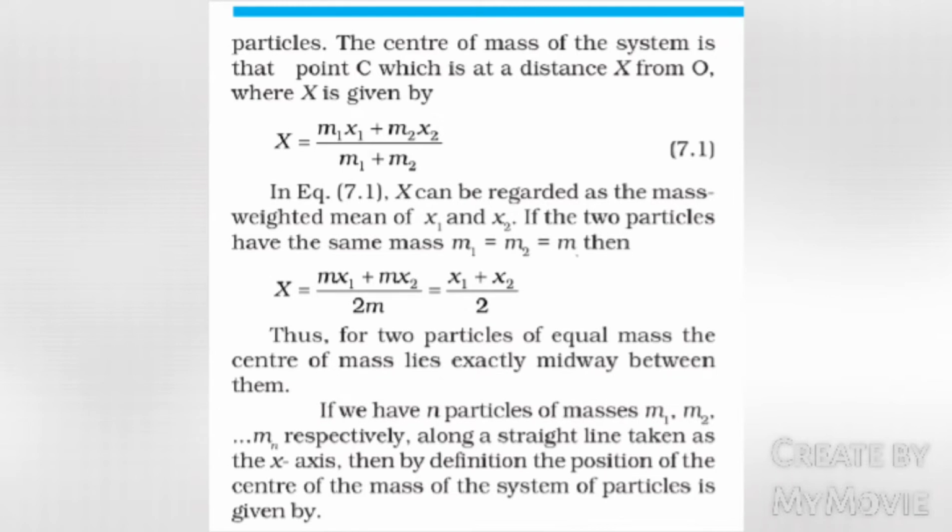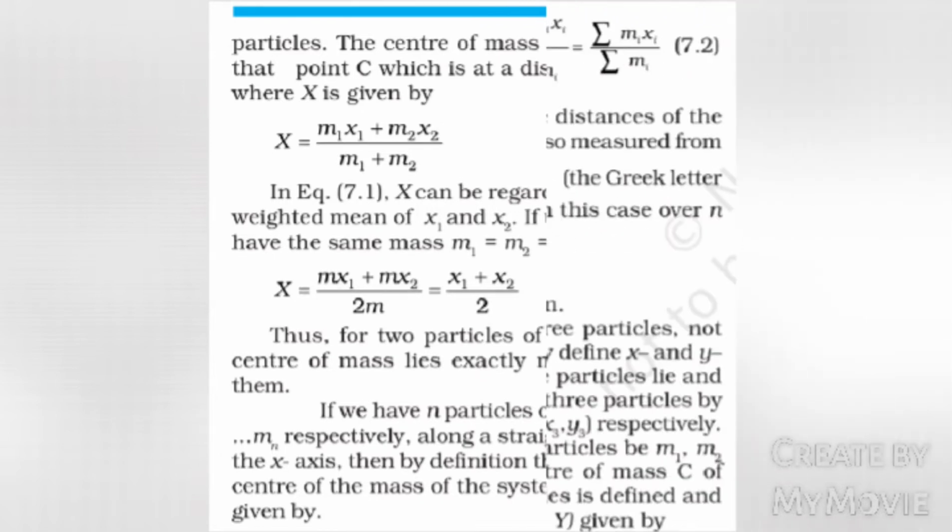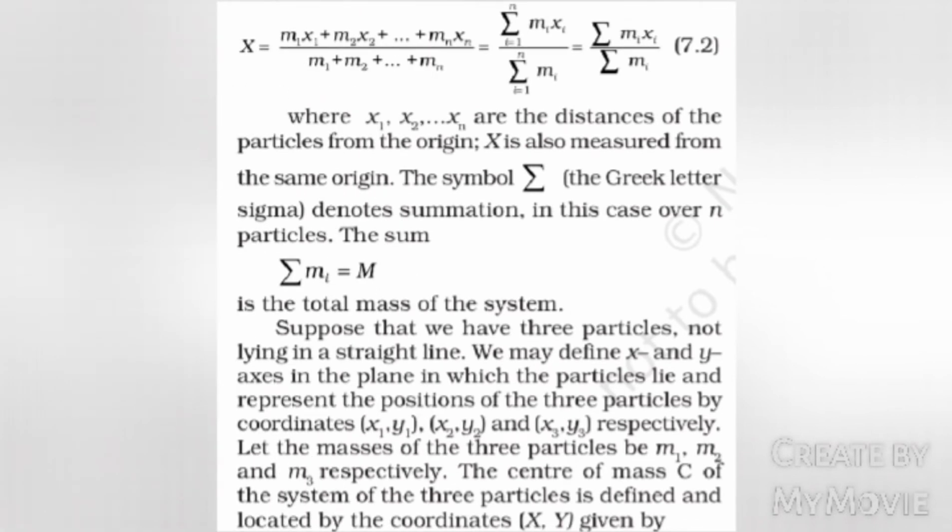If we have n particles of masses m1, m2, till mn respectively along a straight line taken as the x-axis, then by definition the position of the center of mass of the system of particles is given by x equals (m1 x1 plus m2 x2 plus till mn xn) divided by (m1 plus m2 plus till mn), which equals summation of mi xi, where i runs from 1 to n, divided by summation of mi, where i runs from 1 to n, which equals summation mi xi by summation mi, where x1, x2 till xn are the distances of the particles from the origin. x is also measured from the same origin.